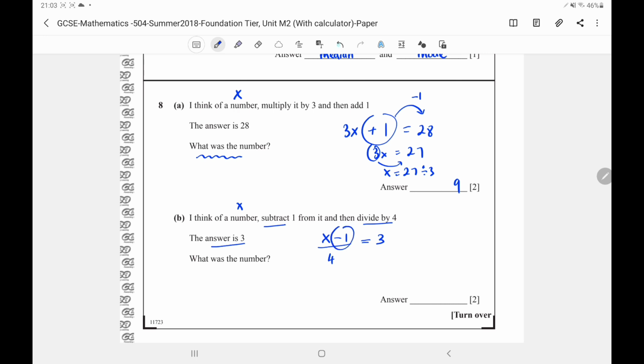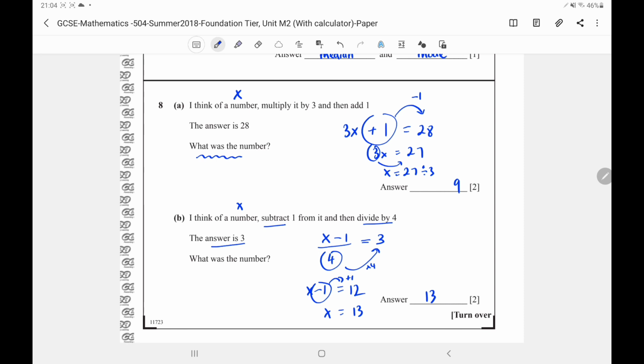Now we're not going to move that minus 1 first. We're going to move the 4 to the other side. And because on the left hand side we're dividing by 4, we move it up and multiply. So our next line is x minus 1 is 12. Then we're going to move that minus 1 over and add it to the right hand side. So x is 13.